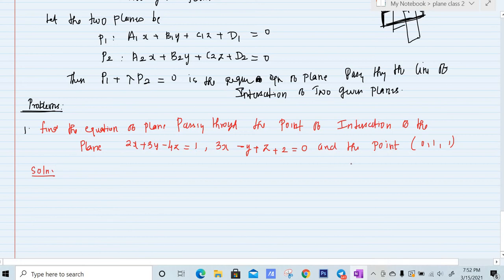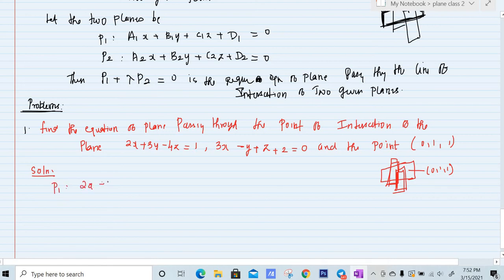Understand the question. Find the equation of plane passing through the point of intersection of the planes. Let us say these are the two planes. Now we need to find another equation that has to pass through this point of intersection, but also this plane should contain the point 0, 1, 1, right? This is the first plane they have given, this is the second plane they have given. We need to find another plane that passes through the point of intersection and contains the point 0, 1, 1.